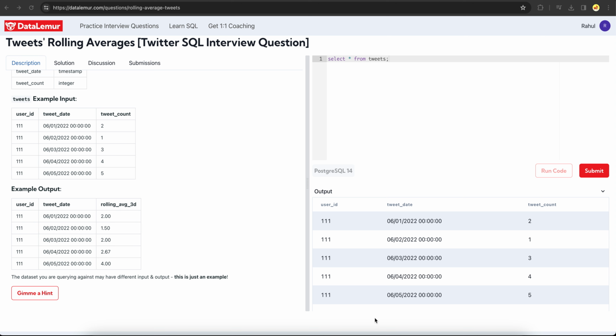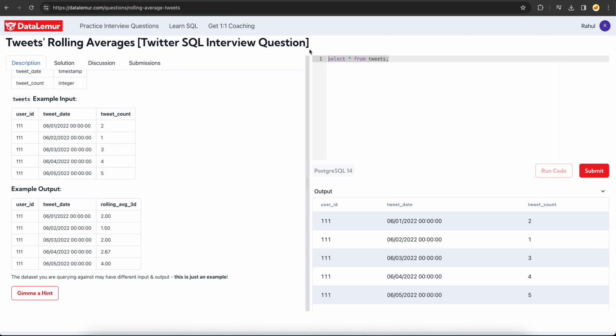So what is the approach that comes to mind? The first thing that comes to my mind is to sort the data by user ID and tweet date. The second thing is to utilize the SQL window functions to calculate the rolling average. Finally, you can partition the data by user ID to ensure that user-specific calculations are done, and then order it by the tweet date. So it looks fairly straightforward.